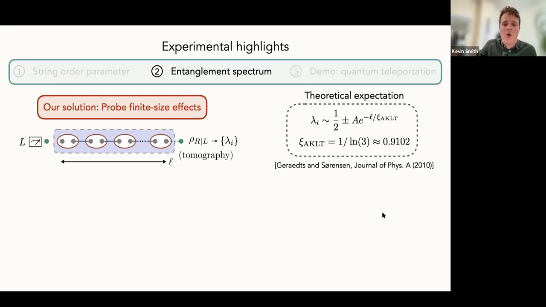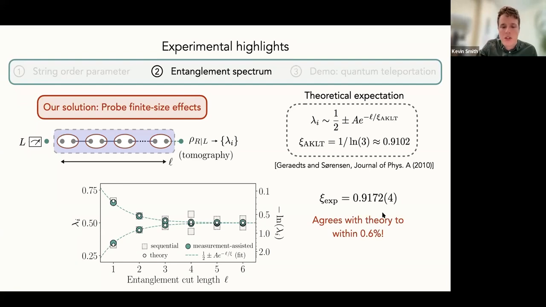Okay. So what do we see in experiment? We see the following, again, comparing measurement-assisted and sequential preparation and comparing to theory. We find that the measurement-assisted approach is outperforming the unitary approach. And maybe I'll just focus on the measurement-assisted now. That's sort of the last I'll say about the sequential unitary approach.